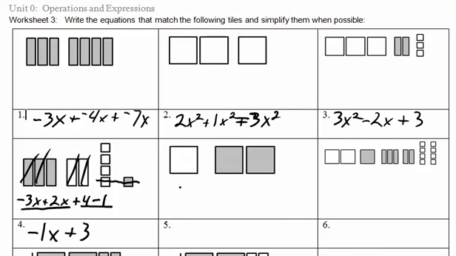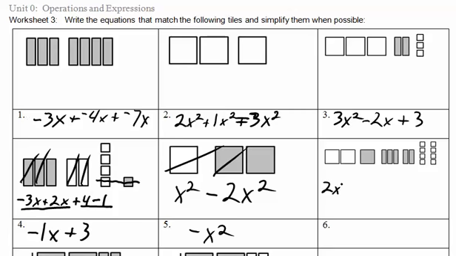Right, this one, we have an x squared minus 2x squared. So we can cancel our 0 pairs. We're left with negative x squared, which you could also write negative 1x squared. Let's take a look at this one. We have 2x squared minus x squared. You could put 1x squared if you wanted.